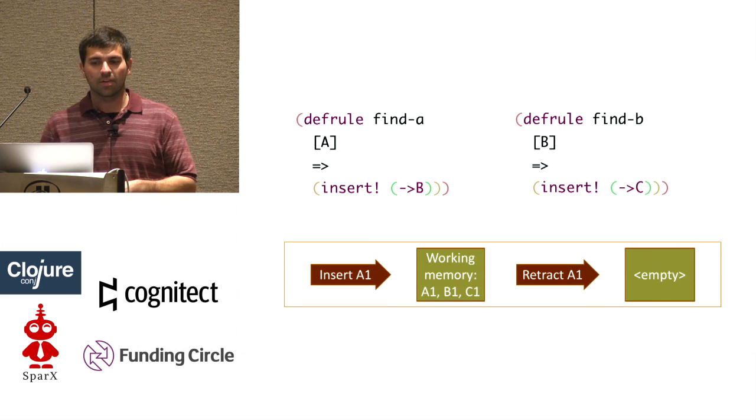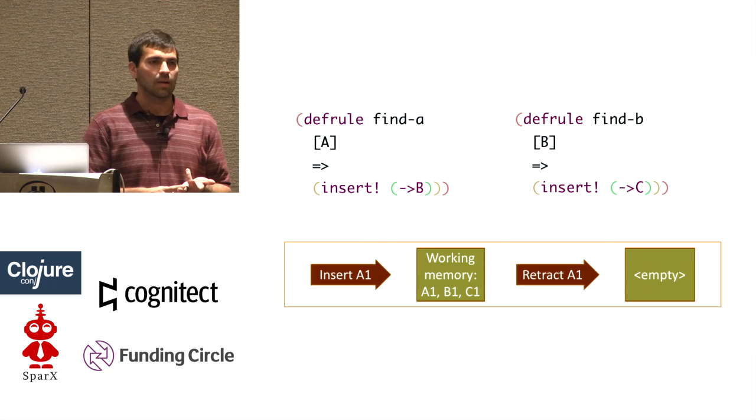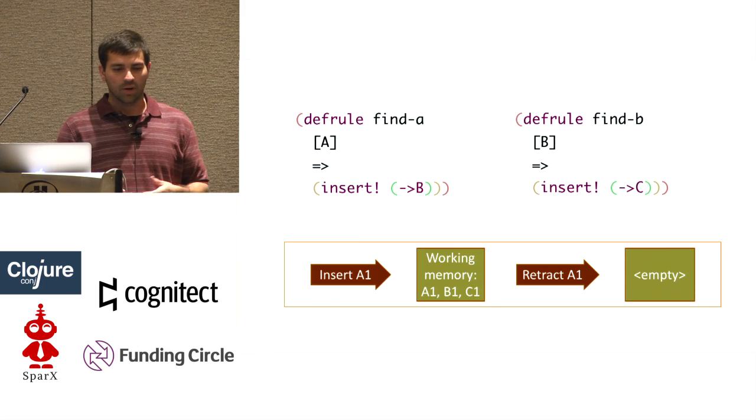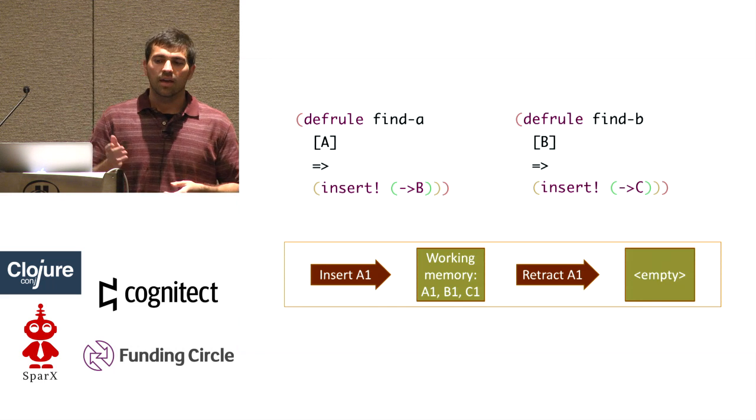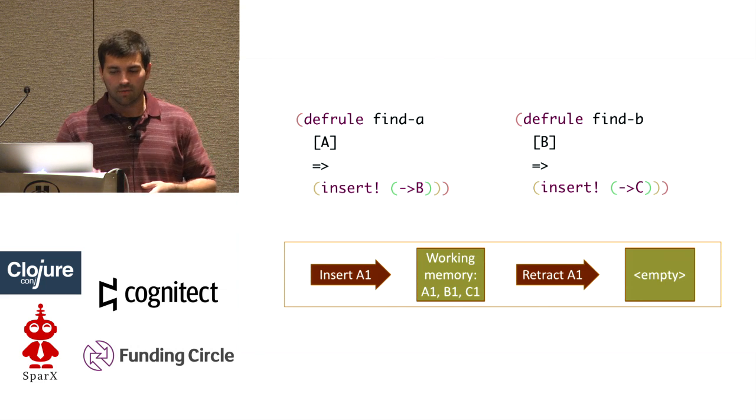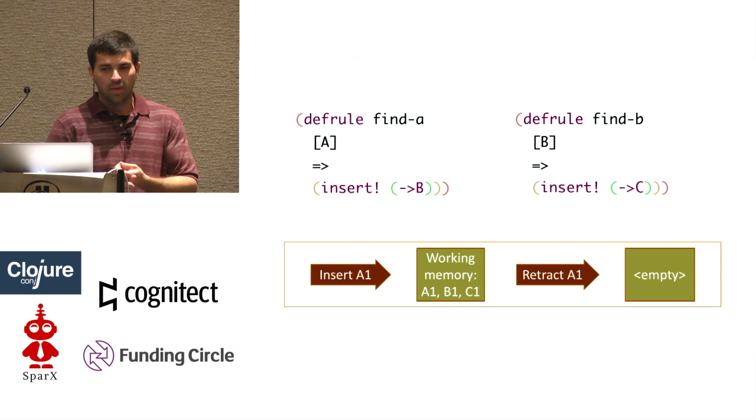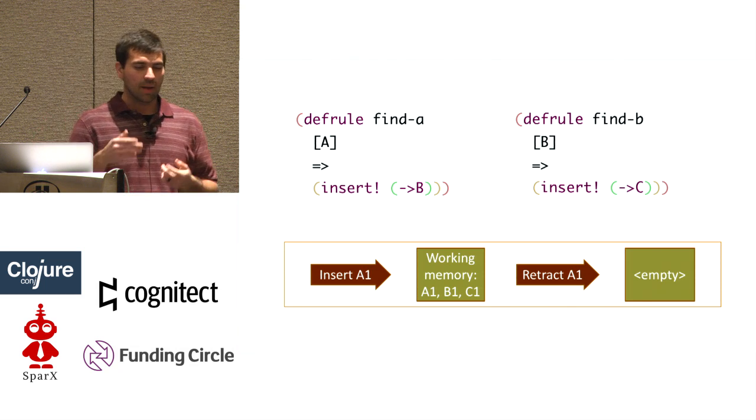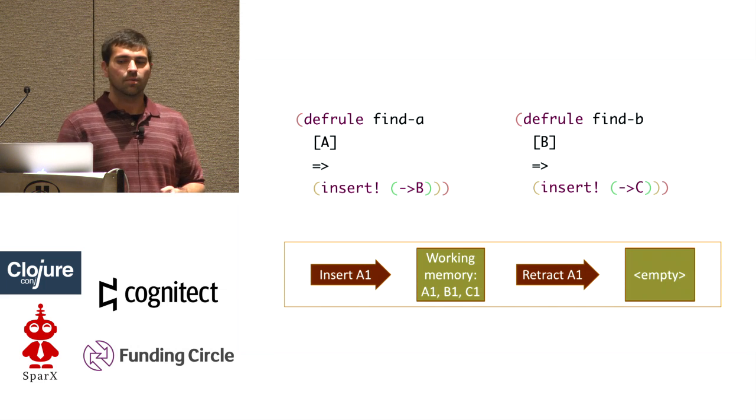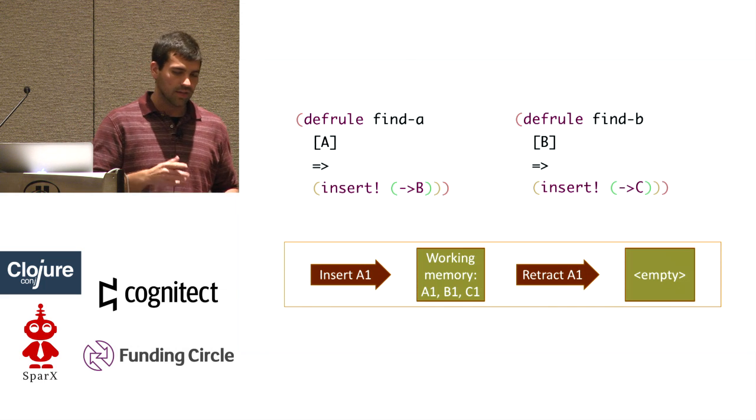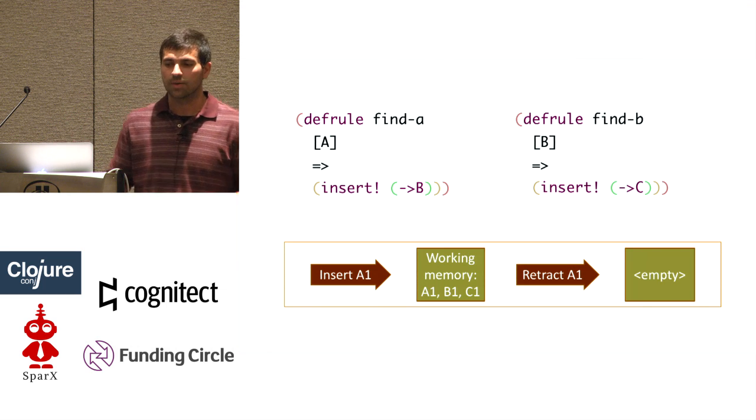Find B is like the mirror image of it, but it looks for facts of type B instead and inserts facts of type C. So if we had working memory with nothing in it originally, and then we add a fact that I'm going to call A1, which has type A, then we fire the rules, and find A would be satisfied. Then we would insert a fact of type B, which I'm going to call B1. When that happens, the find B rule is satisfied, so we will create a fact of type C and call that C1. So after we inserted A1, we have A1, B1, C1.